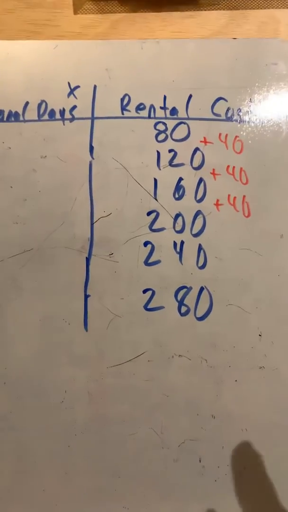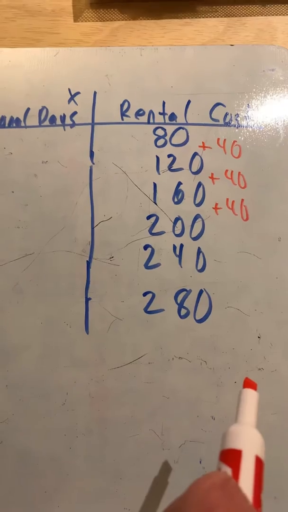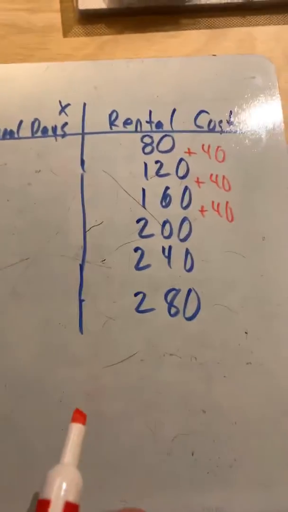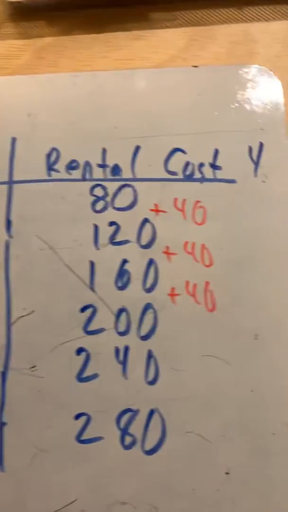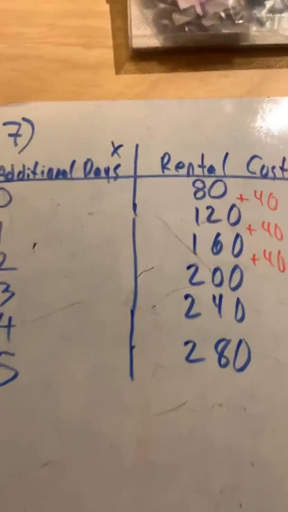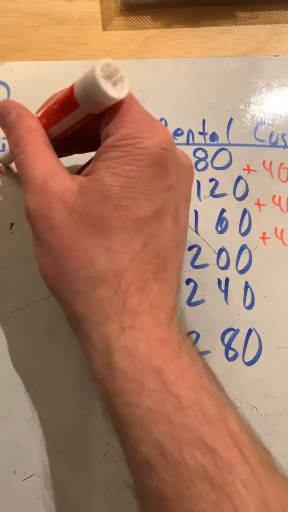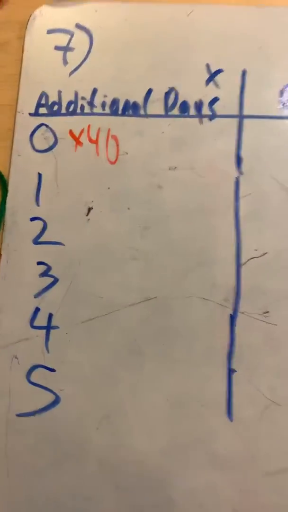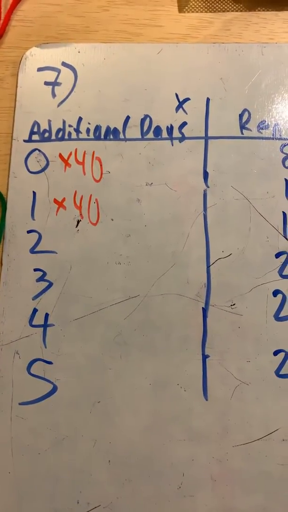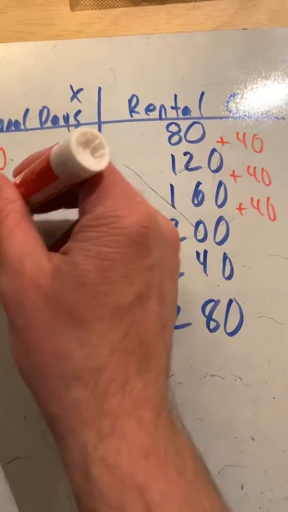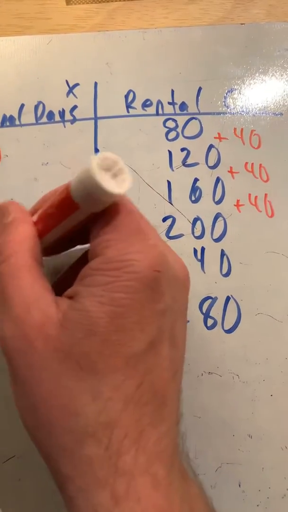And again, that increase in the pattern gives us the clue to the algebra, the relationship between days and rental cost, or also X and Y. So that tells us the algebraic pattern always starts out with times 40. Remember, the algebraic pattern has to be the same for every part of the pattern. Times 40. Times 40, and so on.